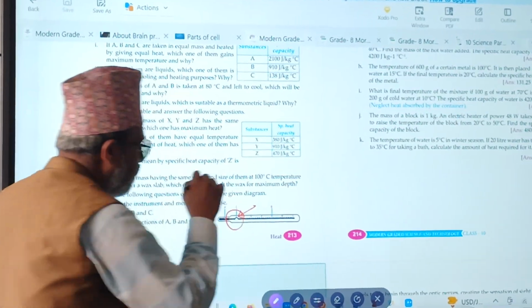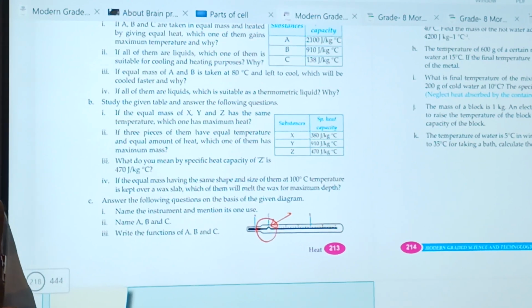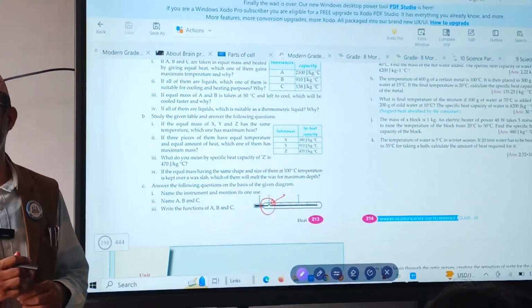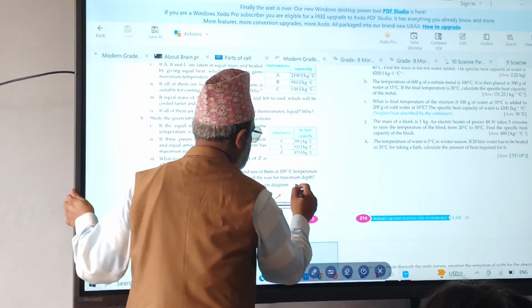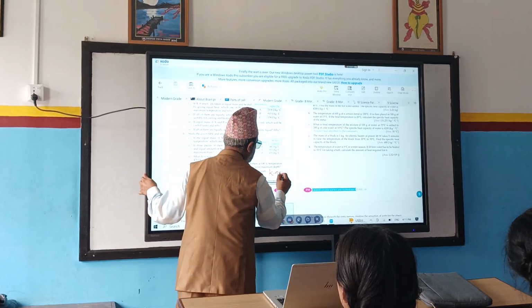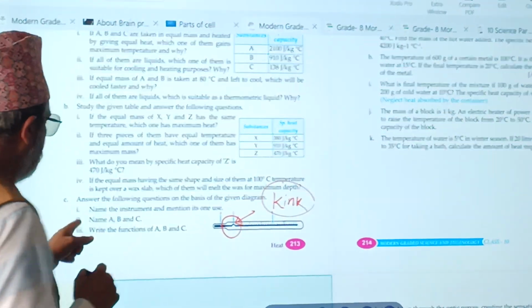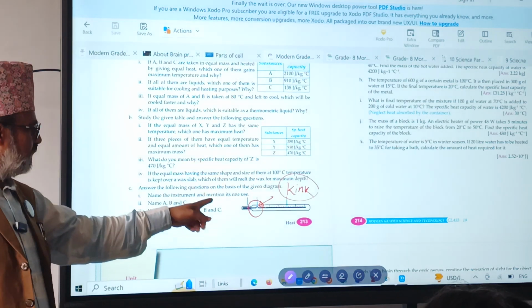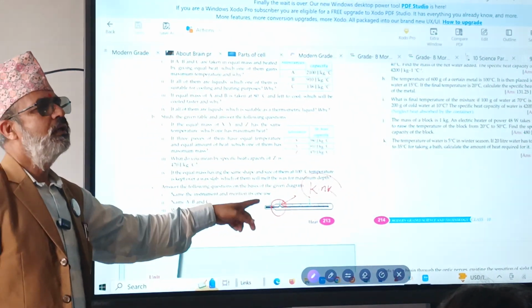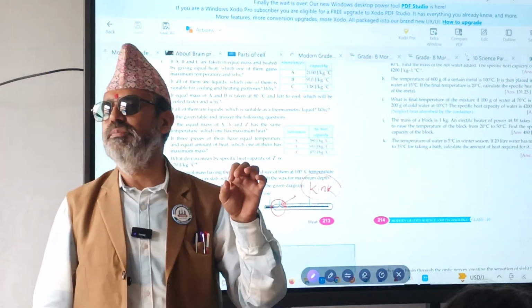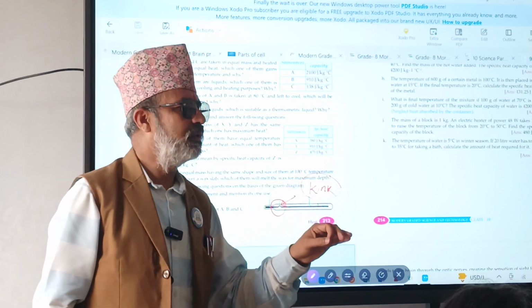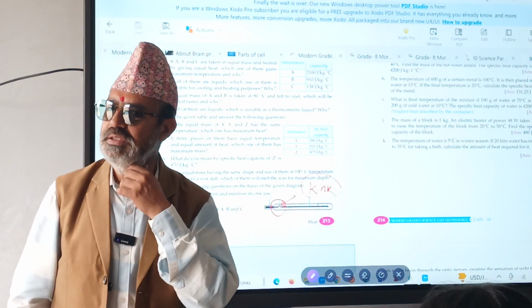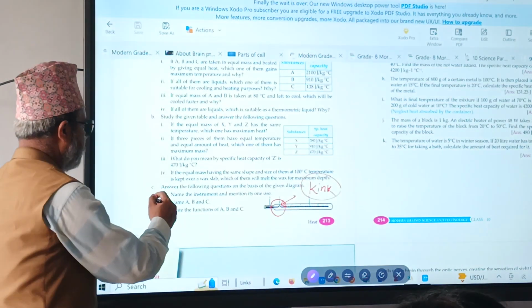By looking at this thing. Can you see here one bent part? That is called kink. Remember the spelling? K-I-N-K. Number one, name the instrument. The instrument is clinical thermometer. It is used to measure the temperature of the human body. Is it okay? Now, second one.